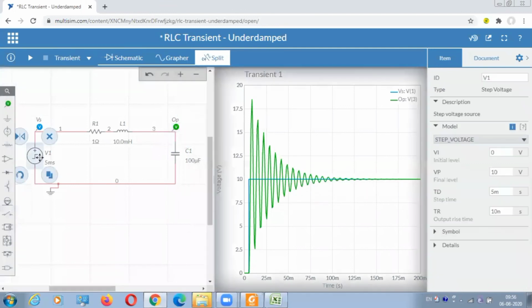See, this is a 10 volt source. So this is a step waveform, 10 volt source. I have given a delay of 5 milliseconds. You can give 0 also. So it starts from a difference of 5 milliseconds. There is a source and it will be oscillating in nature. Okay, and then reaching a steady state.